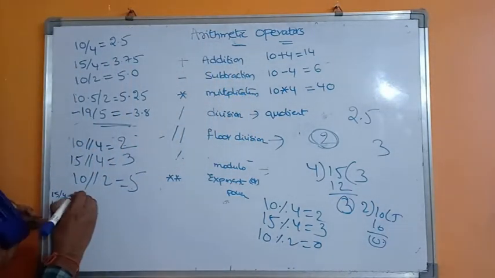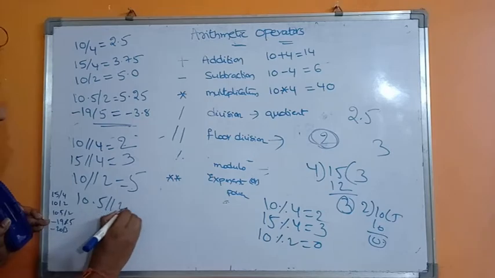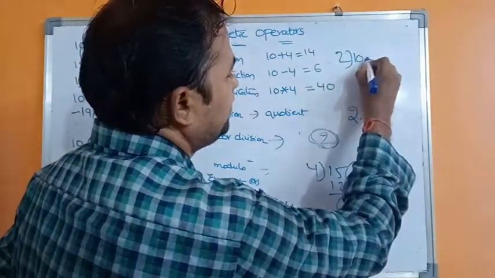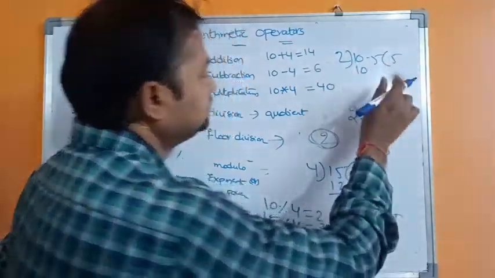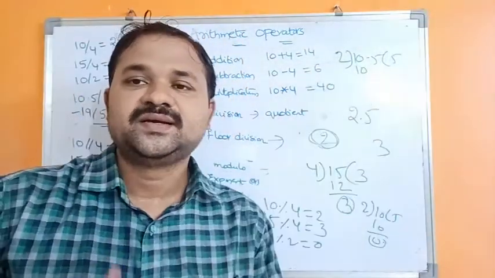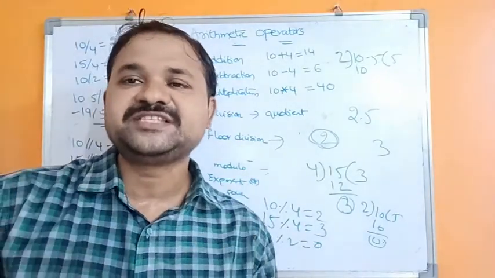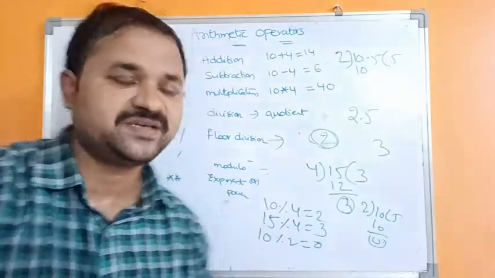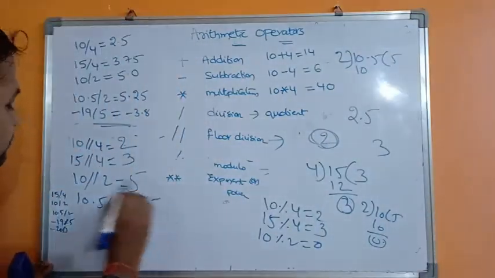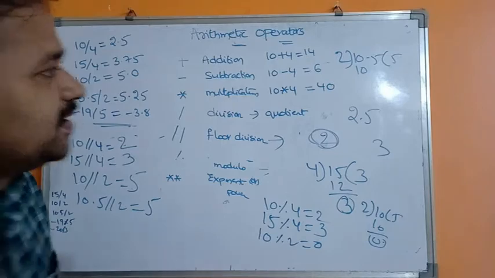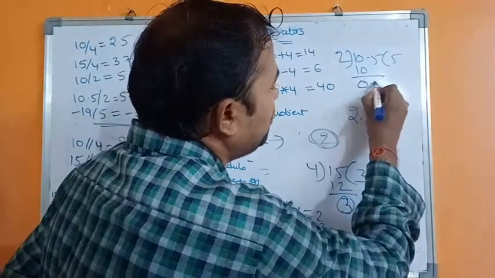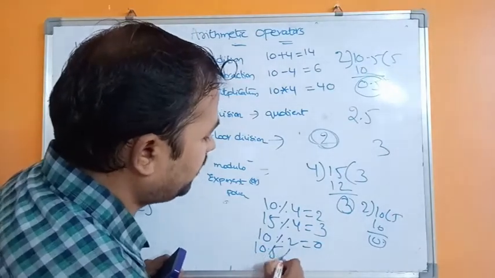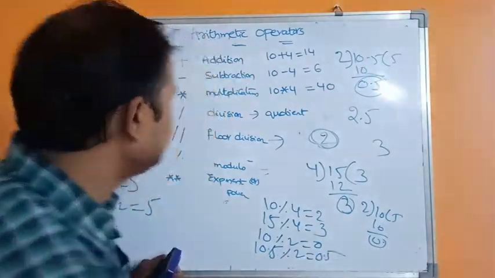Next one is 10.5 by 2. 2 5s are 10. We will get some 5.2 like that. But we have to consider only an integer which is less than that. So here 5 is an integer which is less than 5 point something. So the result is 5. 10.5 minus 10 means 0.5. So if you perform modulo, 10.5 modulo 2 means 0.5 is the result.